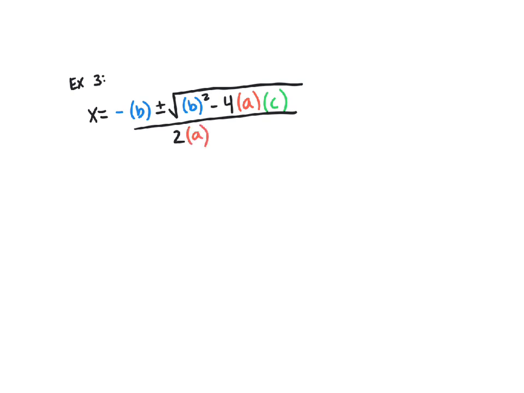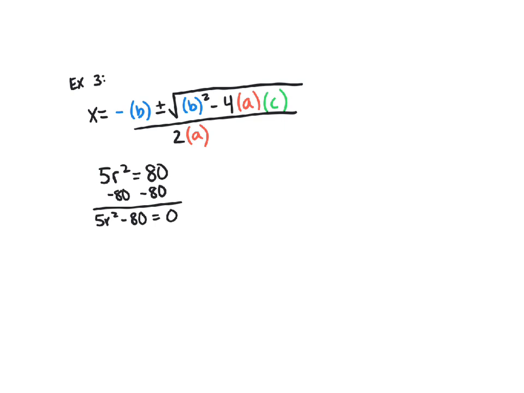Alright, so what if we have one that looks like this? What if we had 5r squared equals 80? Well, first of all, it's not set equal to 0. So we need to go ahead and move things around so that it is set equal to 0. So we have a positive 80, so I'm going to move the 80 over to the other side. And that gives me 5r squared minus 80 equals 0.